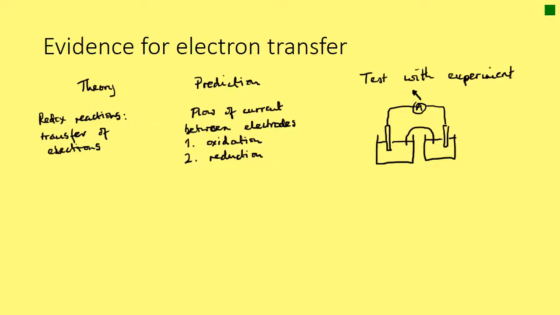But first, let's consider some evidence for electron transfer, and it gives us the opportunity to review some philosophy of science. So redox reactions involve the transfer of electrons from one substance to another, or so the theory goes. But you might wonder how anyone knows this, because you can't see the electrons move. Well, that's where the philosophy of science comes in. Because what you can do is use the theory to make a prediction, and then test the prediction with an experiment.